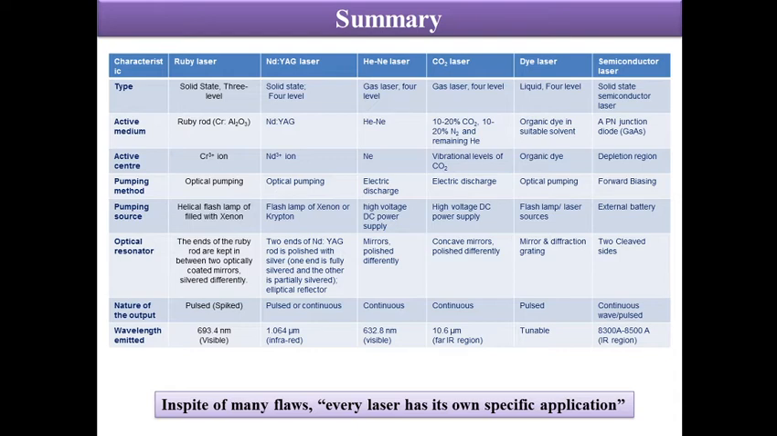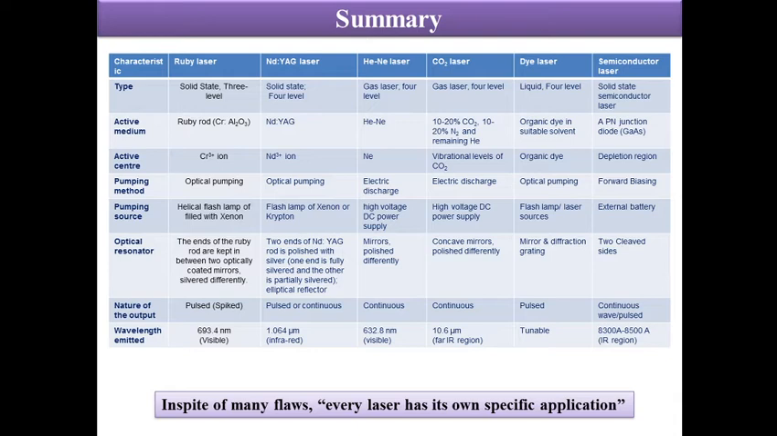If we talk about the type, then ruby laser and Nd:YAG laser are the solid state laser systems, where ruby laser is a 3-level laser system while Nd:YAG laser is a 4-level laser system. Helium neon and CO2 are gas laser systems, where helium neon is based on atomic laser transition and is a 4-level laser system, while CO2 is again a 4-level laser system but is a molecular gas laser system. Dye lasers are liquid laser systems and are also 4-level laser systems, while semiconductor lasers are solid state semiconductor lasers.